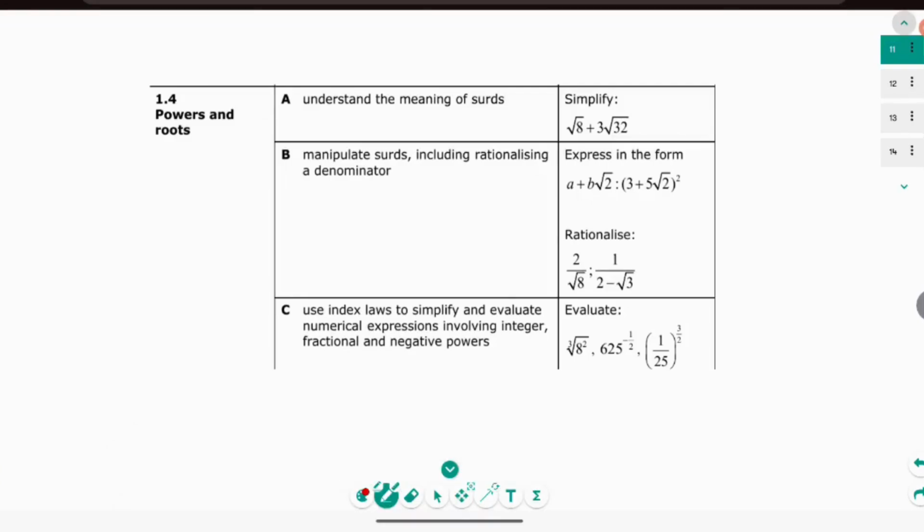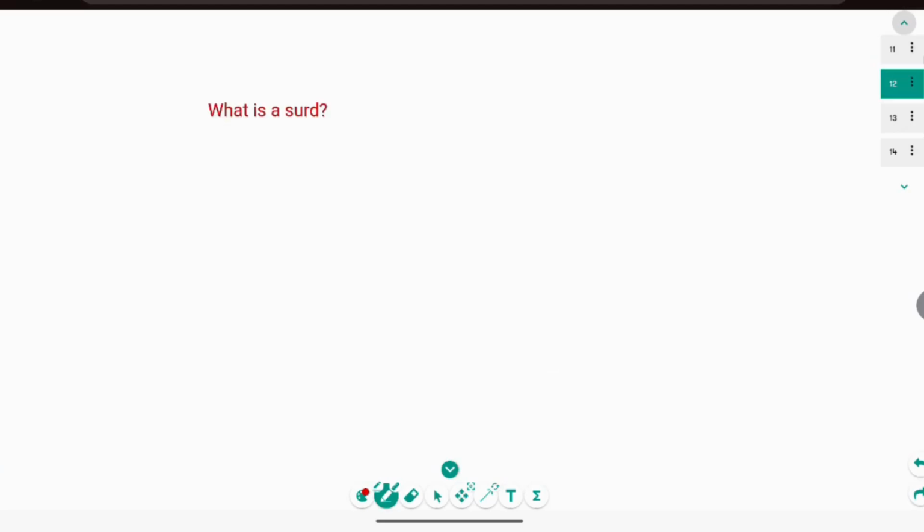Okay, so in this recording, we will be looking at the topic Surds. So understanding the meaning of Surds and manipulating Surds. So learning about the rules you use when you calculate with Surds. Okay, what is a Surd first of all?